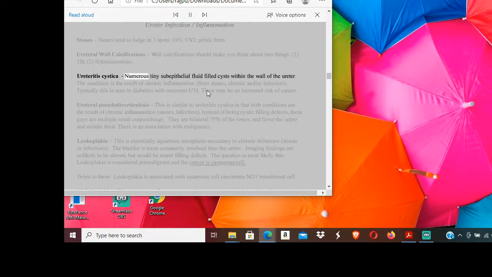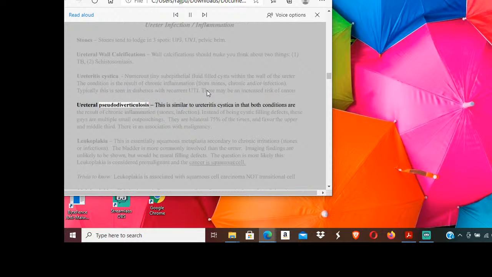Ureteritis cystica. Numerous tiny subepithelial fluid-filled cysts within the wall of the ureter. The condition is the result of chronic inflammation, from stones and/or chronic infection. Typically this is seen in diabetics with recurrent UTI. There may be an increased risk of cancer.